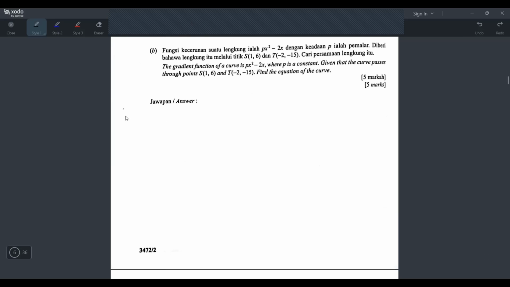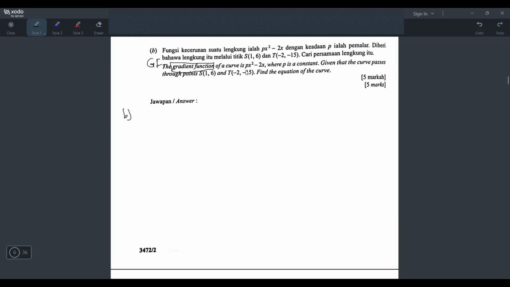Okay, let's continue with B. B says the gradient function. Hey, when you see this word, gradient function, GF, it means dy dx. Okay, gradient function is dy dx. Okay, sometimes they call it gradient curve. Okay, but they are the same meaning. Gradient function, gradient curve, ataupun gradient tangent, they all have lebih kurang sama maksud. They are all dy dx, right?